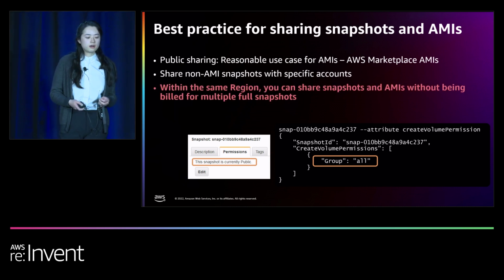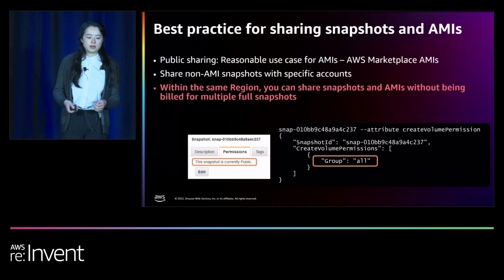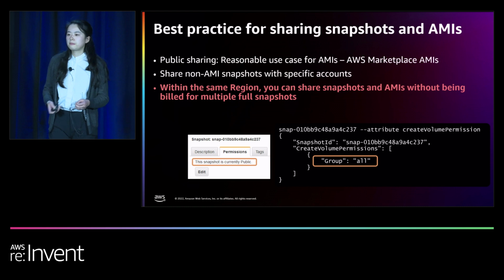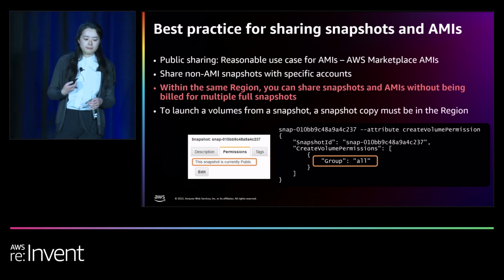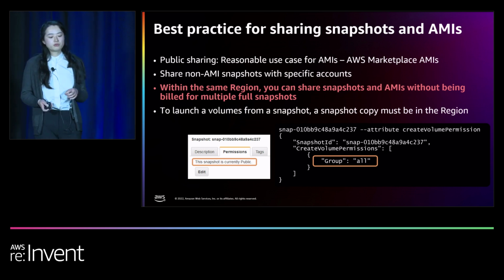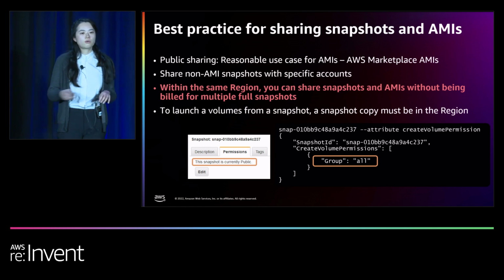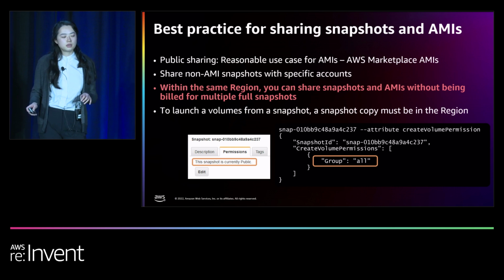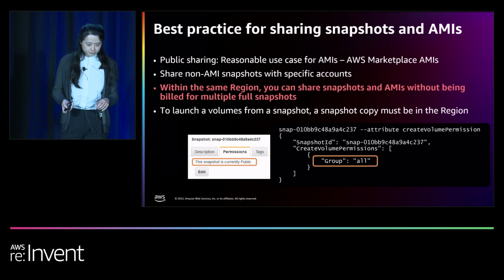And in addition, for sharing within the same region, you can share snapshots and AMIs without being billed for multiple full snapshots. So if you're thinking about cost optimizing your snapshot storage cost within a region, you can think about sharing snapshots instead of copying. And in addition, to launch a volume from a snapshot, the copy must be in the region. This is especially important when you think about across regions. You have to copy the snapshot to your second region in order to launch a volume in your second region.